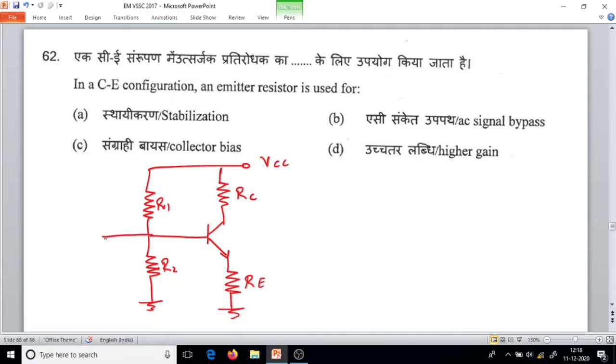Okay, here we will apply the signals. So this resistor RE is used for stabilization. So the answer is option A. Stabilization. Handwriting is very poor, guys.